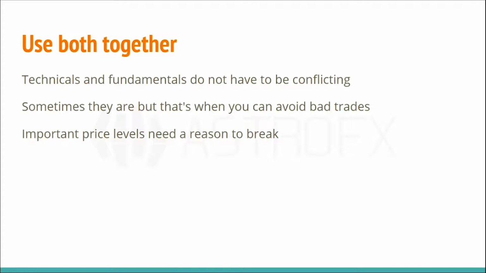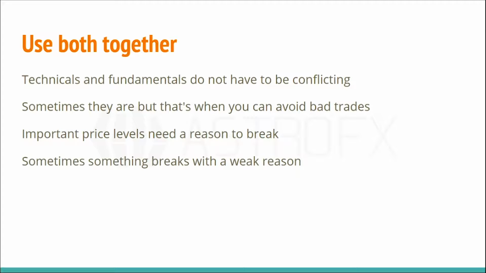Important price levels need a reason to break. A good example for this is cable. On GBP USD on the downside, 1.20 is a floor level, and if it is going to break below that, there needs to be a good reason. Maybe we do not get a good deal on Brexit, maybe we crash out without a deal, something like that, and that can take us below 1.20. But that's an important price level, and something needs to happen for it to break, not just because it's there technically.